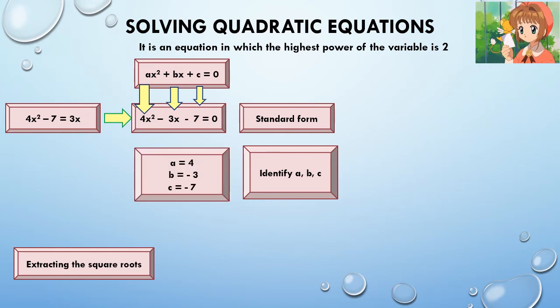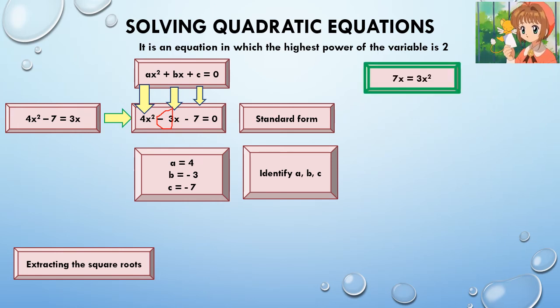Alright, so let us now identify. Is our a really 4? Yes. b is negative 3. Yes, of course. Please include the sign. It is very important that you include the sign. The same with your c.